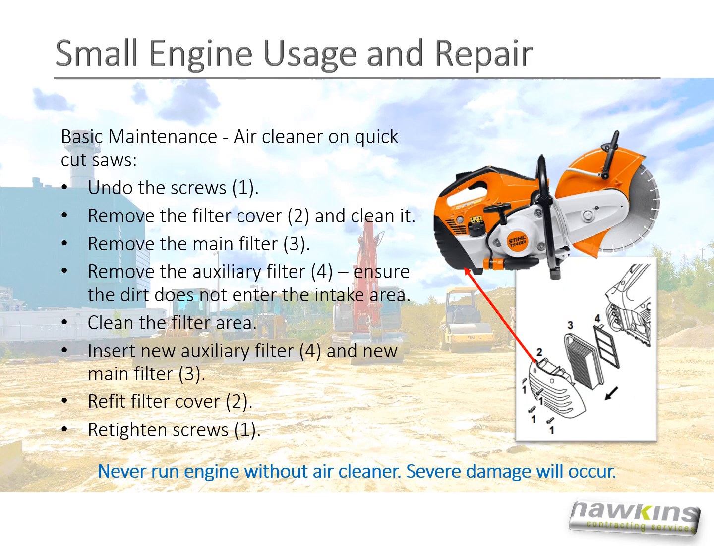How to check the air cleaner on our quick cut saws. Undo the screws. Remove the filter cover and clean it. Remove the main filter. Remove the auxiliary filter. Ensure the dirt does not enter the intake area. Clean the filter area. Insert a new auxiliary filter and new main filter. Refit the filter cover and then retighten the screws. Never run the engine without the air cleaner. Severe damage will occur.